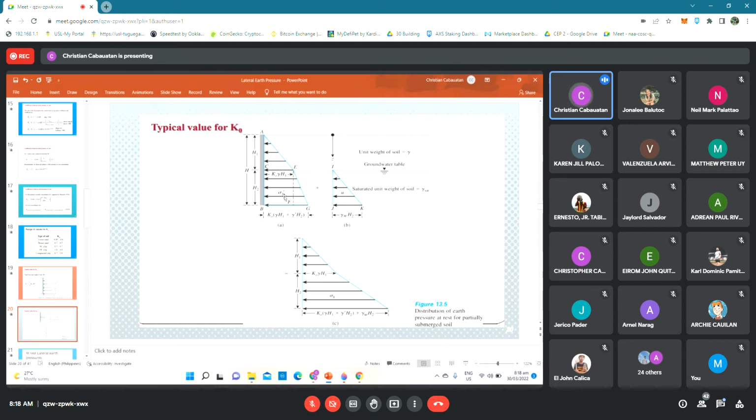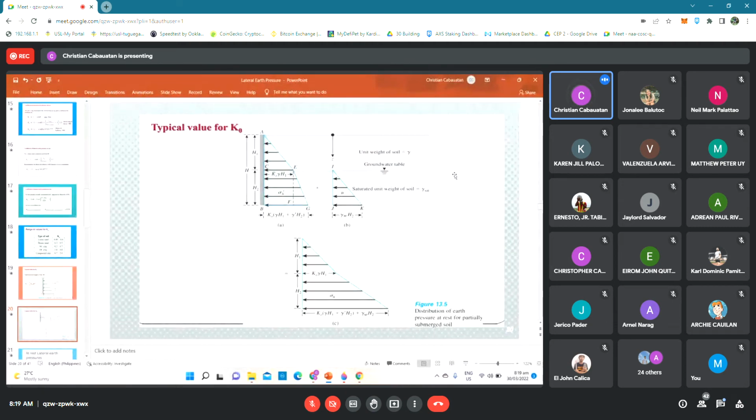And then the thing you have to do is the gamma H. Since there is a water table, you have to separate the effect of your water table, or separate the diagram for the water table. It is just simply a triangle. In determining the value of the water table, it is just simply the gamma times your height.